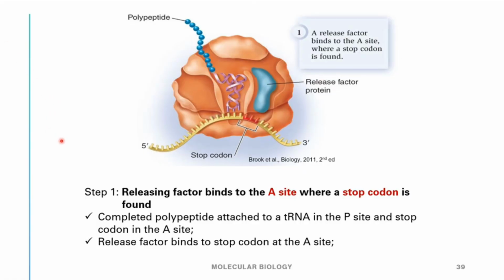Now this is going to be a very similar picture to what we saw previously. We have the mRNA here, we have a tRNA in the P site, and we have a polypeptide chain that goes out of the exit site of the ribosome and is attached to the tRNA. Now in this case, the ribosome encounters a stop codon, so one of the 3 different stop codons. And when that happens, a release factor, a protein, will actually enter the A site of the ribosome. It will bind to the stop codon.